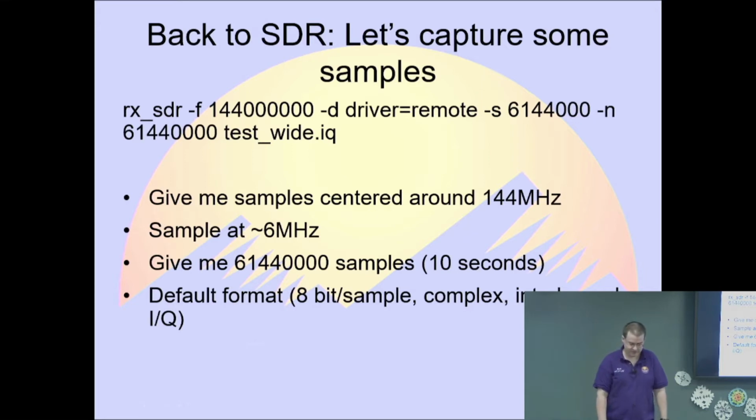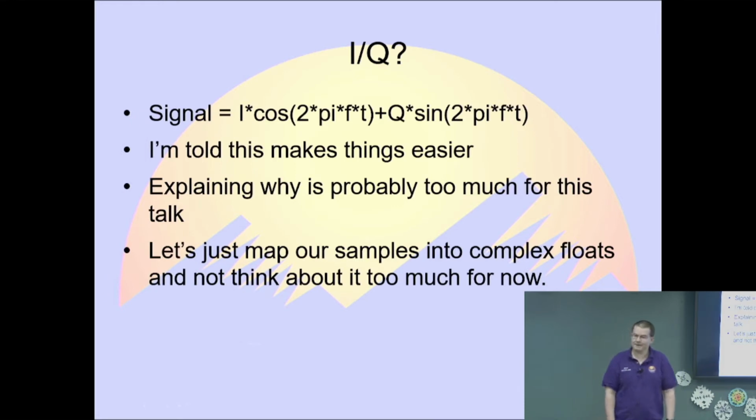So for the sake of this demo, I'm going to get roughly a 6 megahertz chunk of spectrum centered around 144 megahertz. And I'm going to let the software figure out what format to give it to me in. Turns out the default for a lot of SDR applications is 8 bits per sample, complex numbers, and interleaved IQ. And we'll talk about IQ right now.